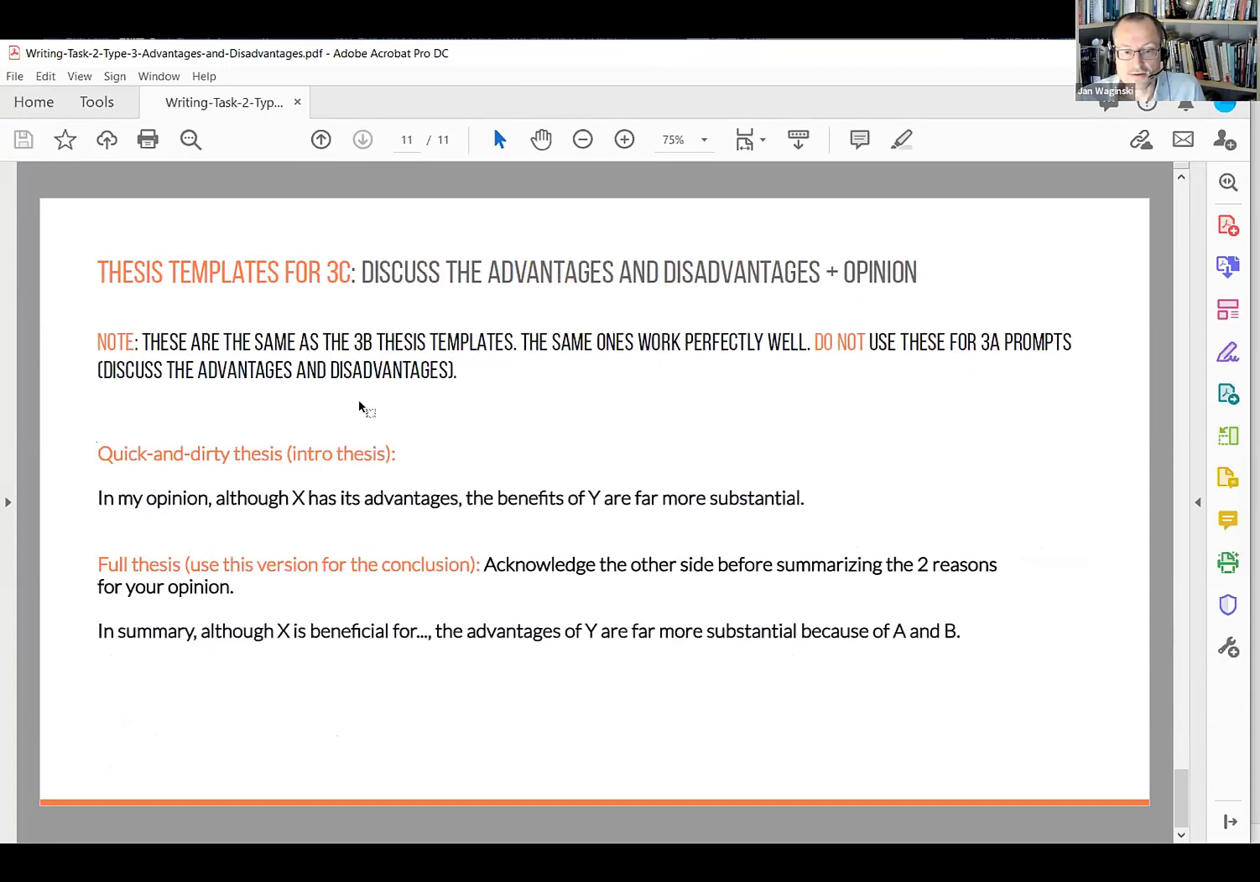Okay, so these are the same thesis templates as we saw for type 3B. Just mention, although X has its advantages, the benefits of Y are far more substantial. So this would be like your quick and dirty thesis for the introduction, but for the full thesis and the conclusion, you can say in summary, although X is beneficial for, and just summarize the reason from your first body paragraph, the advantages of Y are far more substantial because of A, if you have a second reason, also B.